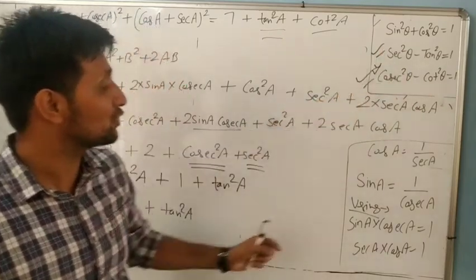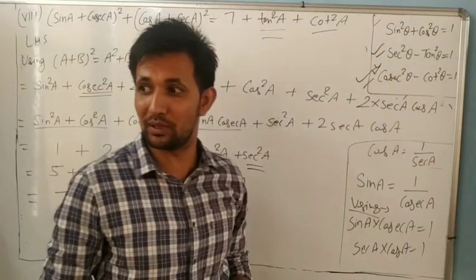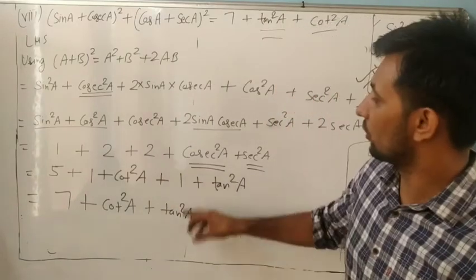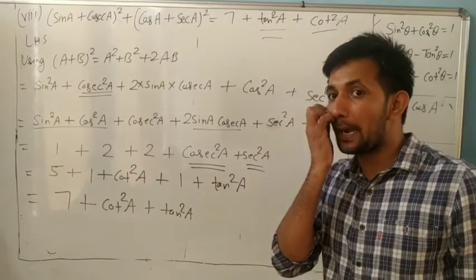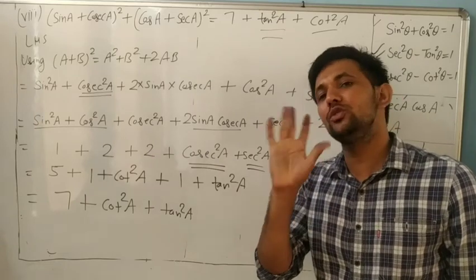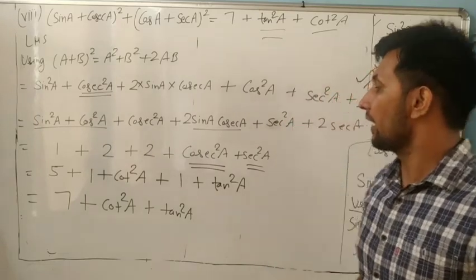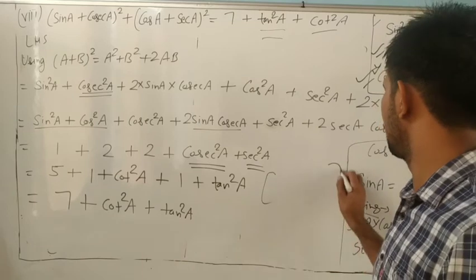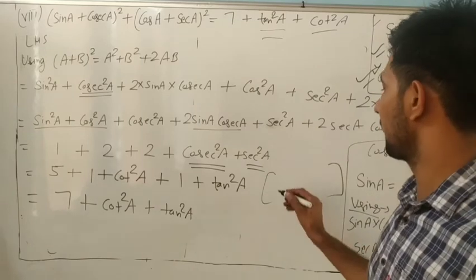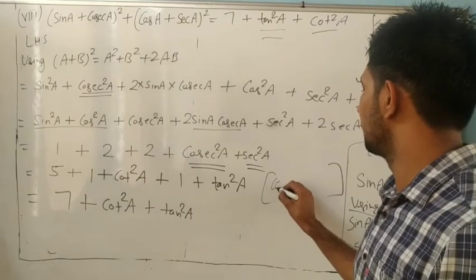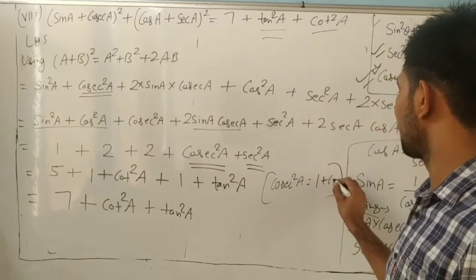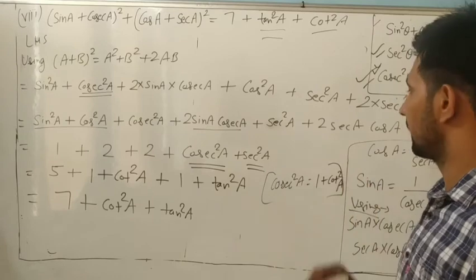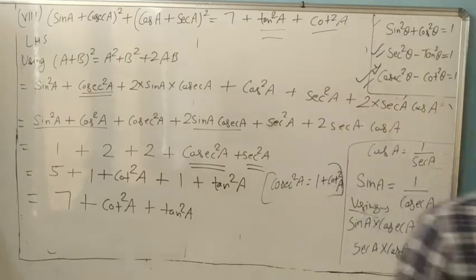So in this question we use most of the identities. Okay dear? So your answer is 7 plus cot square A plus tan square A. Always write the identity you are using in brackets. Which identity are you using? So you can write cosecant square A is equal to 1 plus cot square A. So note it down please.